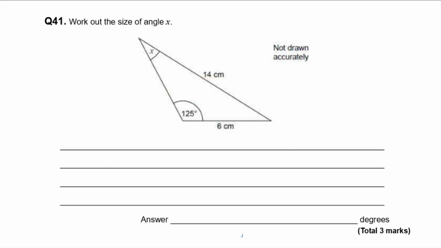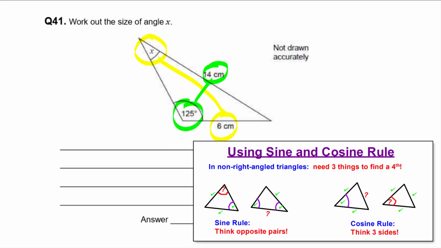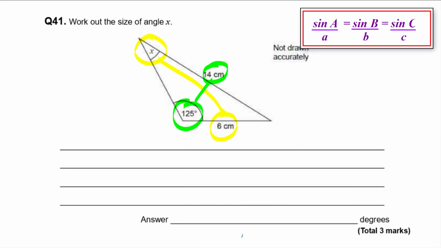Okay, question 41. Again, we've got opposite pairs going on here, haven't we? Look, this one matches up with this one. This one matches up with this one. So again, if you're picking between sine rule and cosine rule, then you know this one is going to be a sine rule question, because it's about opposite pairs, and cosine rule isn't. Cosine rule is about three sides. We'll talk about that when one comes up.